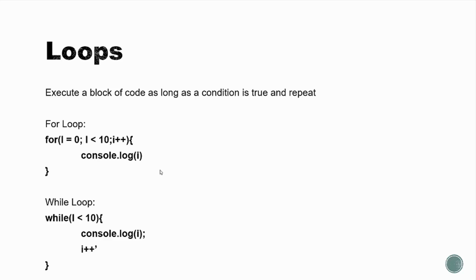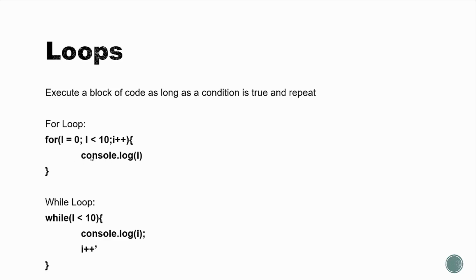Next, we have loops. Loops can execute a block of code as long as a condition is true, and then it will repeat that until the condition is no longer true. So there's a couple different kinds of loops. We have a for loop. You can see we're using the for keyword, and we're setting 3 different parameters. We're setting I to 0, and then we're saying as long as I is less than 10, then we're going to run this code, and we're also going to increment it by 1 by saying I++.